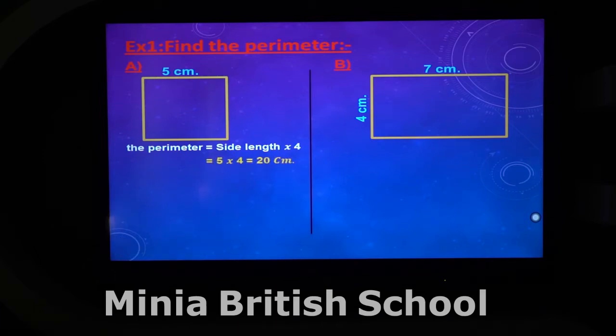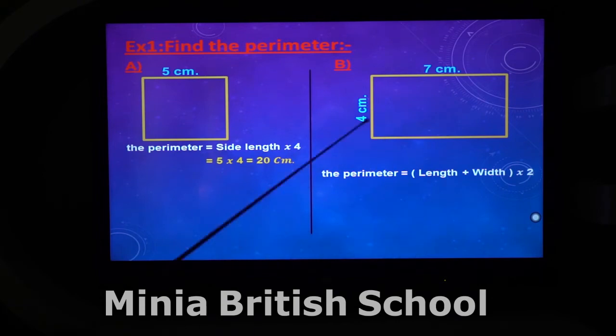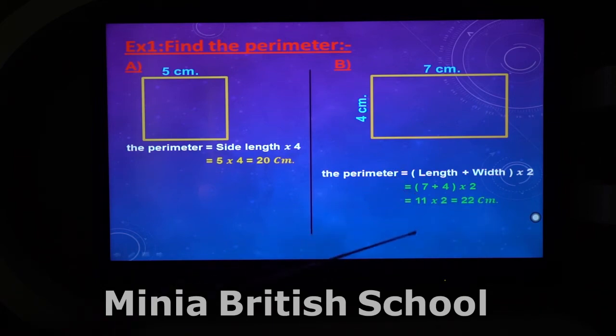What about letter B? It's a rectangle, so the rule of the perimeter of a rectangle is what? Length plus width between two brackets times 2. Length here equals 7 and width here equals 4. So by substitution, 7 plus 4, all of them times 2. Do we multiply first or plus first? Plus first. 7 plus 4 gives me what? Gives me 11. 11 times 2 gives me 22 centimeters.